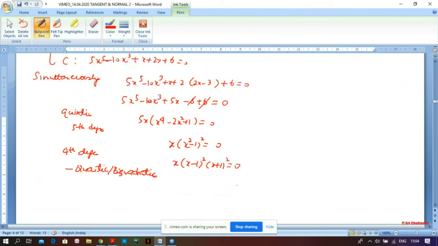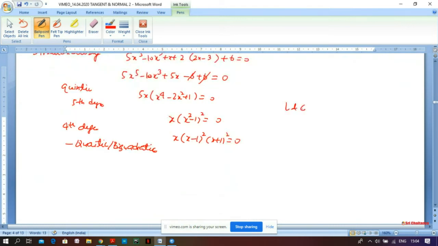0. So this line L and this curve meet at some points such that x coordinates are given by x equal to 0 and then 1, 1, negative 1, negative 1. Now watch out. This is repeated twice. This is repeated twice. In fact, this is also repeated twice. Both are repeated twice. What's the conclusion?